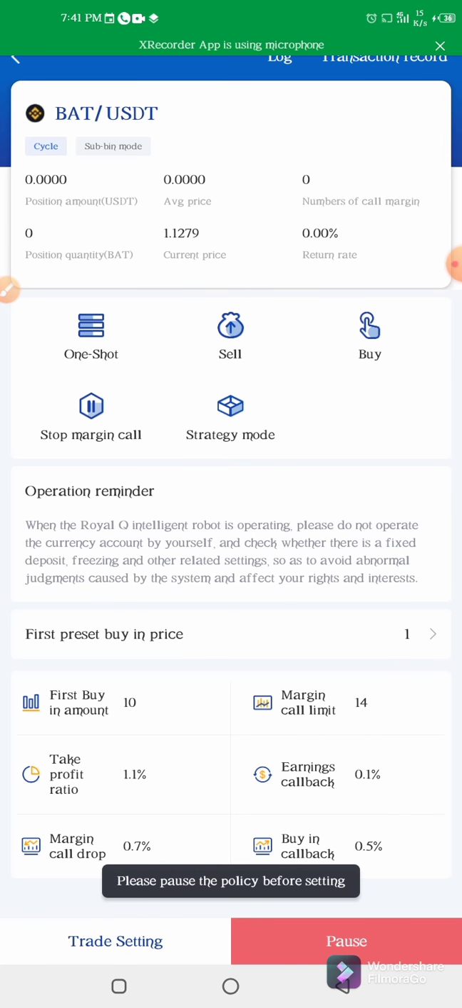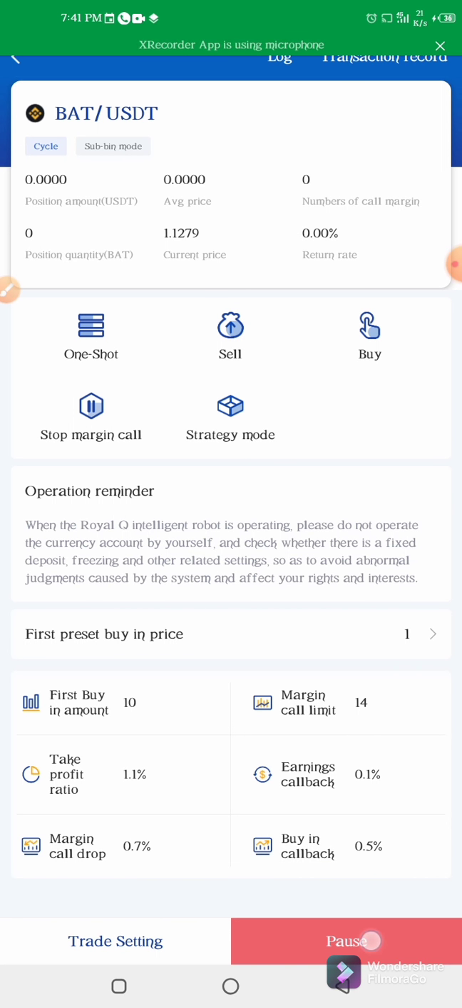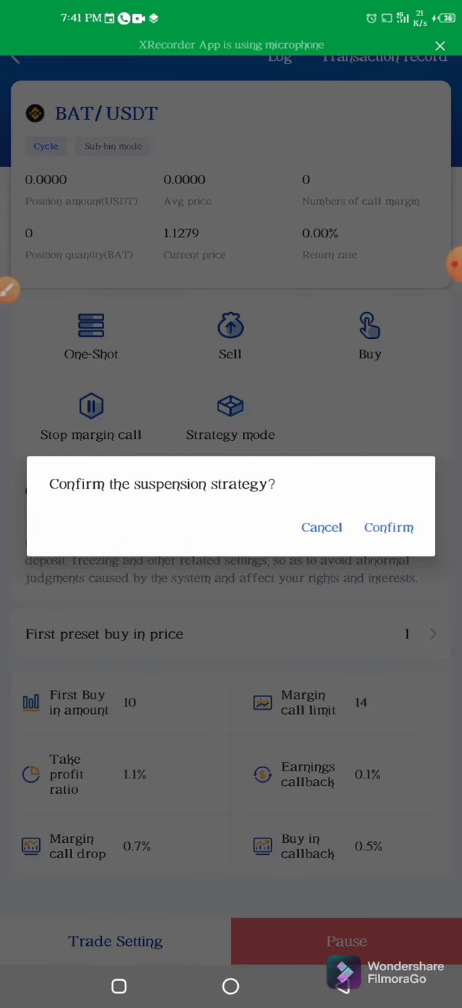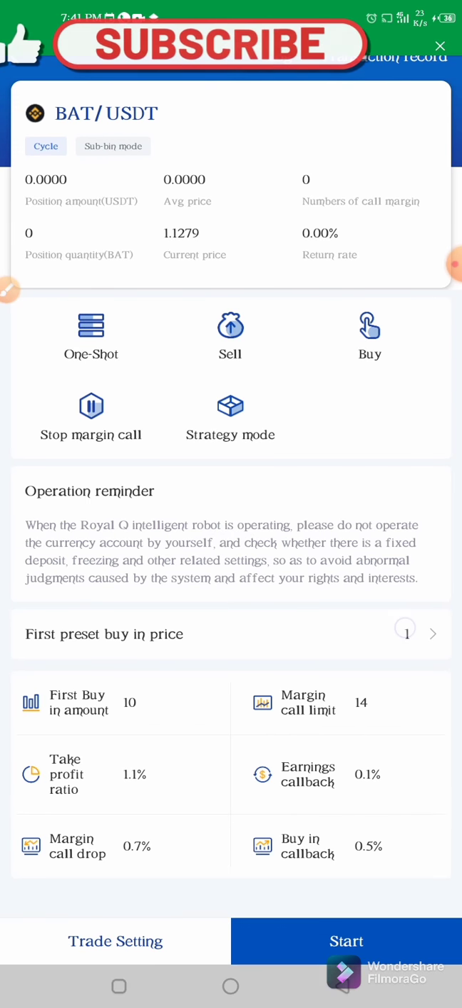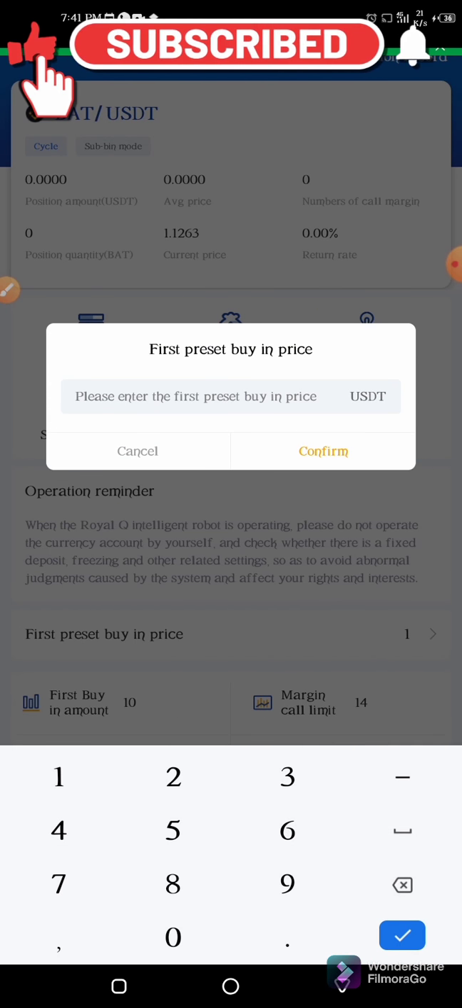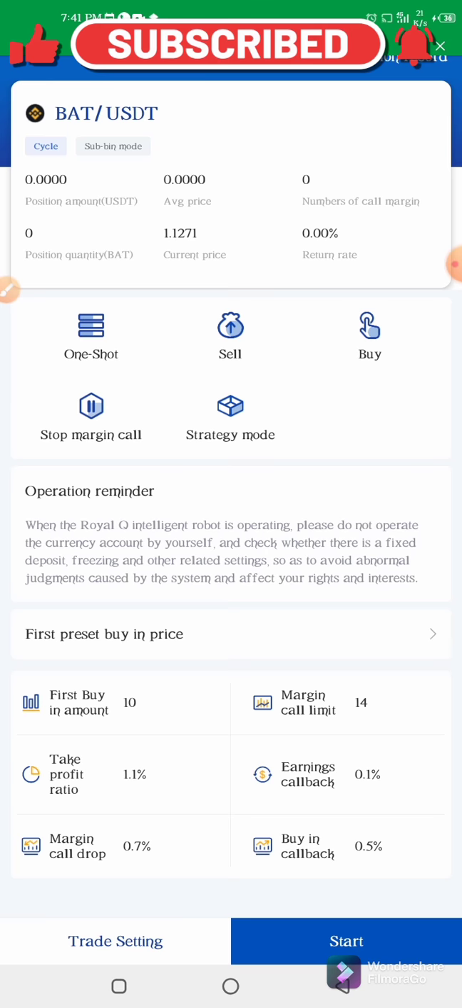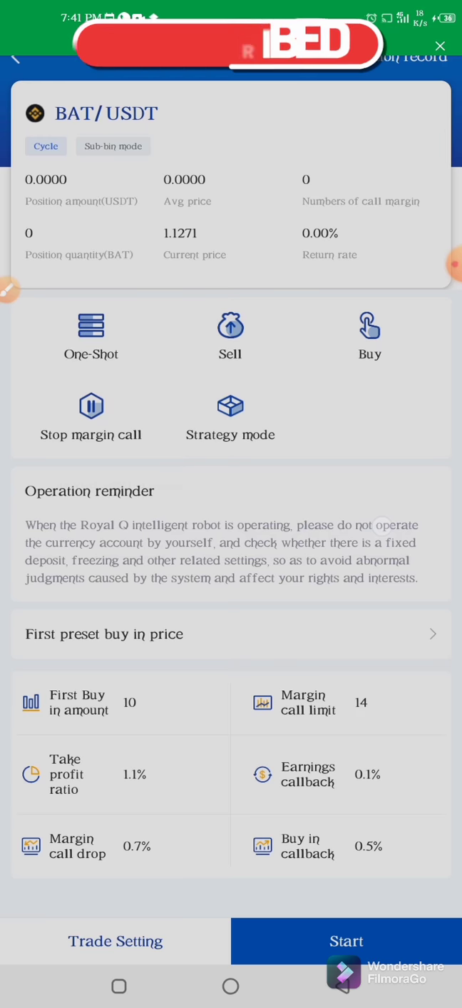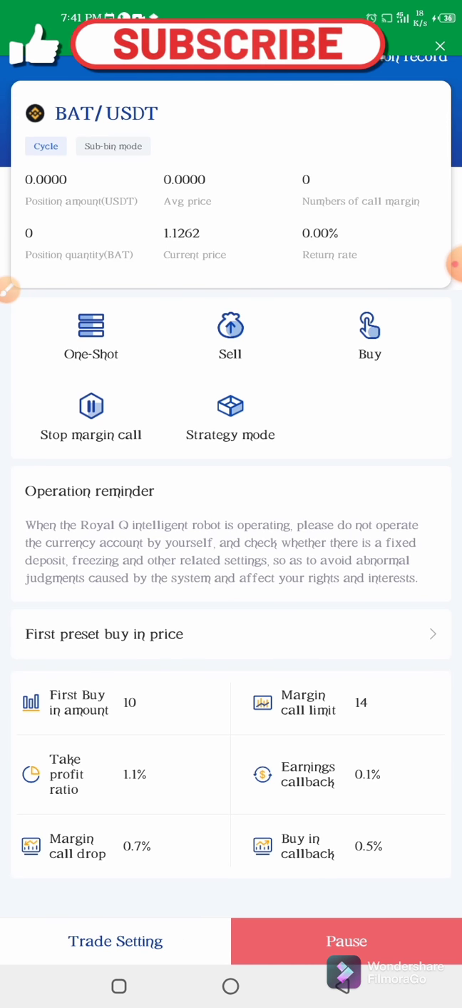And if you want to cancel your first preset buy in amount, you pause the trade, and then you cancel. You leave it at this, you cancel, it wipes off, and then you start if you wanted to buy at the current market price. That's that.